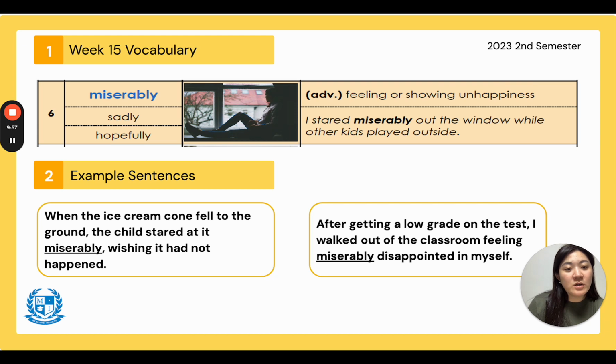After getting a low grade on the test, I walked out of the classroom feeling miserably disappointed in myself. Maybe you could have studied more. Okay, miserably disappointed in myself, meaning you're very sad, showing that you're unhappy. Maybe this means that you're walking with your head down.